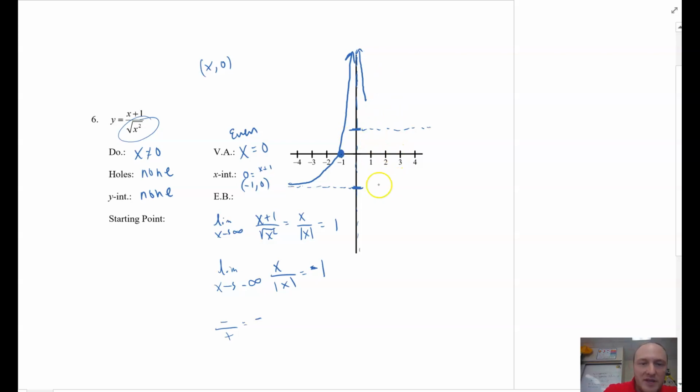So what I'm going to do is plug in 1. When I plug in 1, what I get out is 1 plus 1 over the square root of 1 squared, which is 1. So 2 over 1, 2. So I have a point at 1, 2, about here. And there is our graph. So again, in these videos, we identified these key features of a graph from the algebraic form, and we sketched the curves.